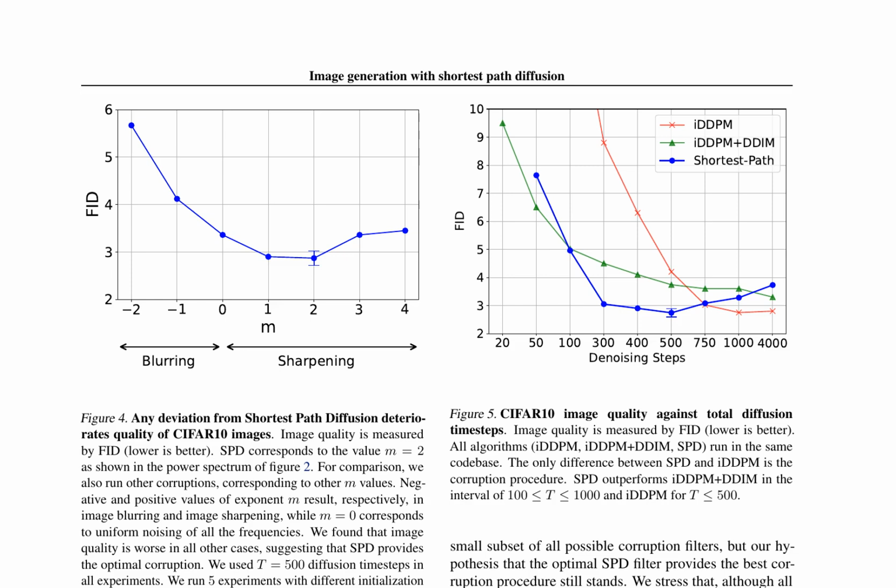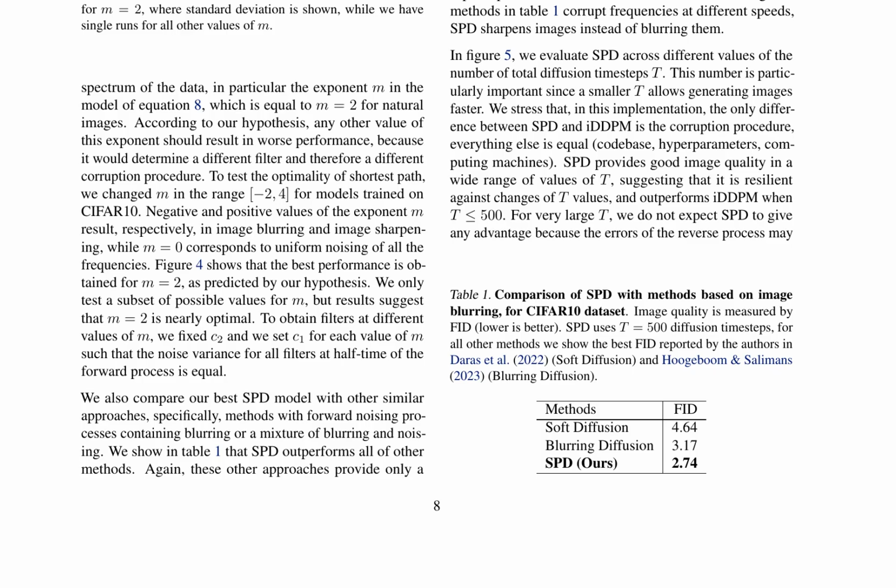The authors compare their SPD model with other approaches employing forward noising processes containing blurring or a mixture of blurring and noising. Table 1 shows that SPD outperforms these methods, achieving a lower FID score of 2.74 compared to 4.64 and 3.17 for soft diffusion and blurring diffusion, respectively.